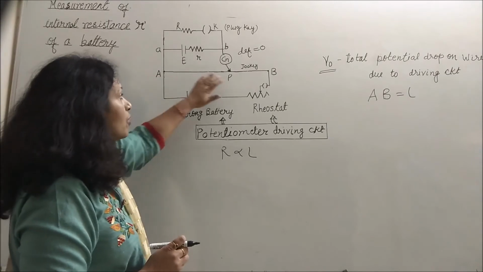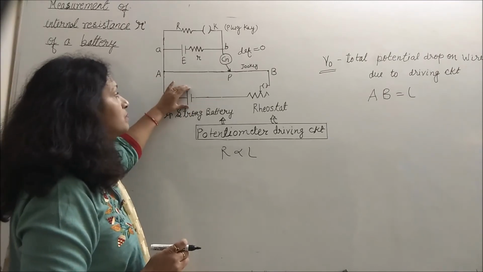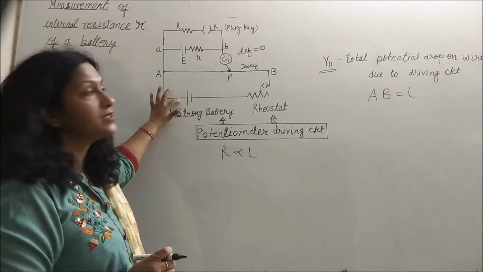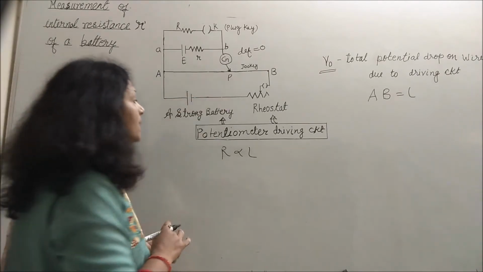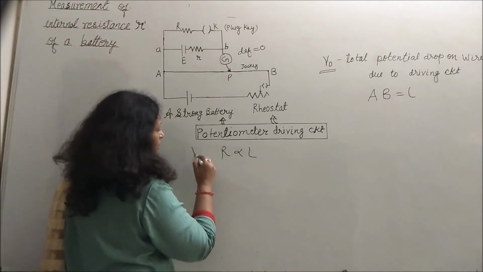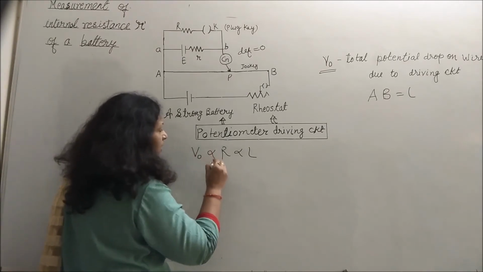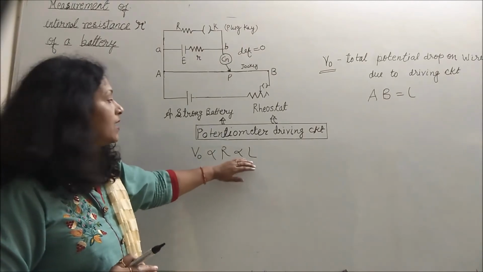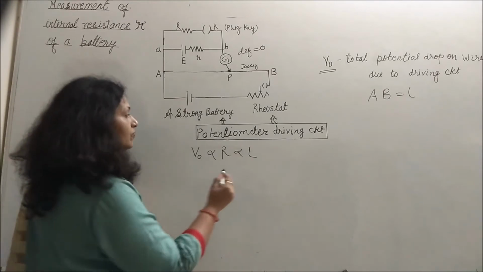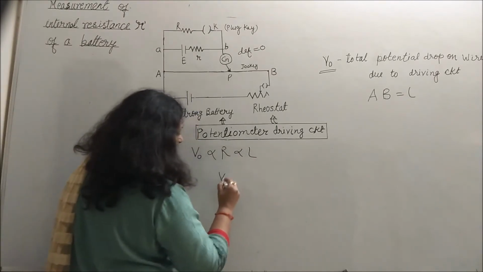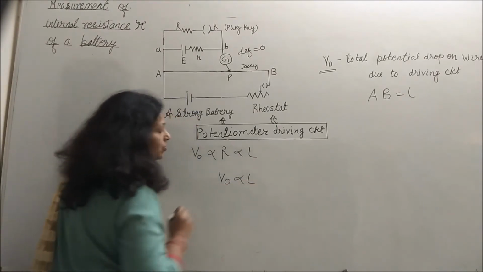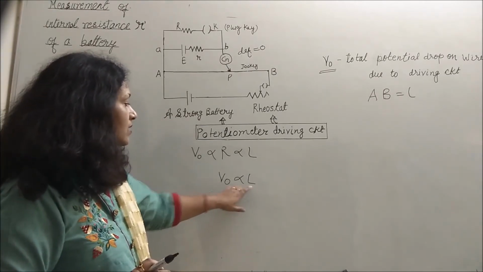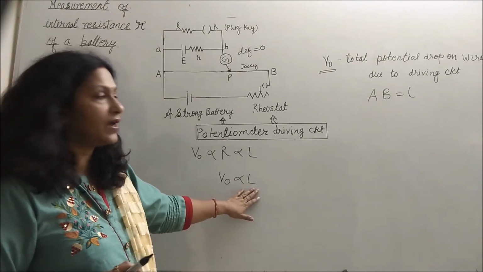This current flowing through the driving circuit creates a drop, and suppose that drop is V naught. We also know that the drop is proportional to the resistance and so it is proportional to the length. So we can conclude that V naught is proportional to length. And this is the whole length of the wire.